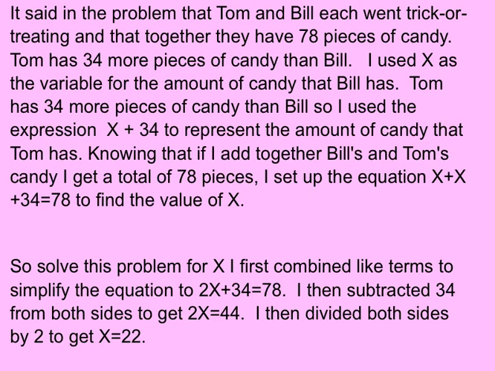Knowing that if I add together Bill's and Tom's candy, I get a total of 78 pieces, I set up the equation X plus 34 equals 78 to find the value of X. So in this one I didn't have the parentheses, but you can see that I basically summarized the entire problem right here, and I explained how I came up with the equation.